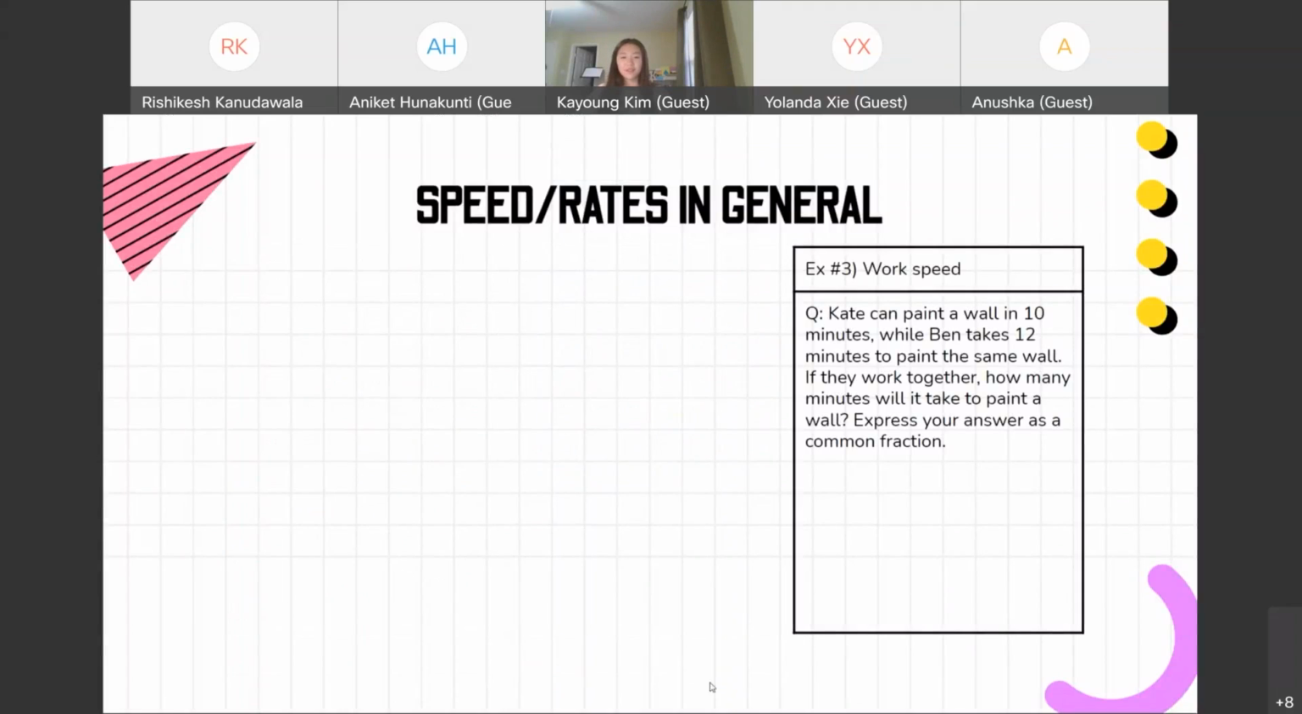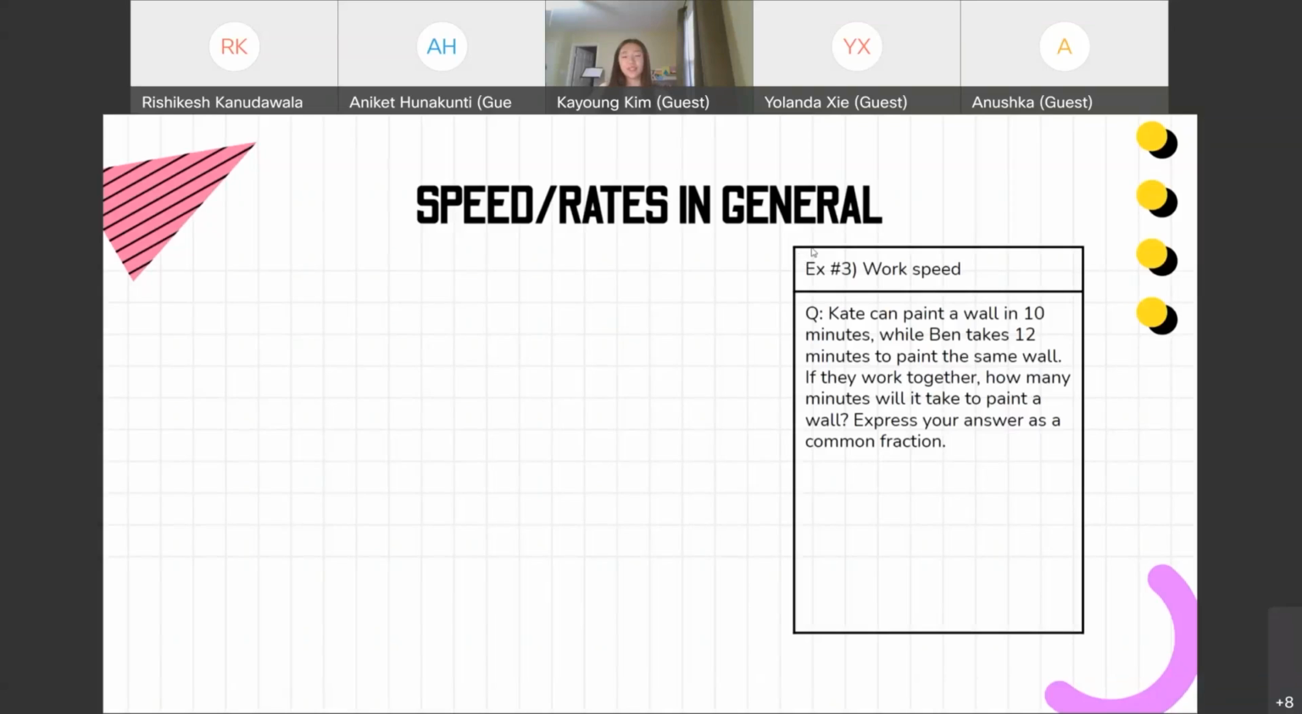So there's going to be a bunch of different problems like this, like moles digging in the ground, people painting stuff, people making things. But now we're going to do one about painting. All of these are related to how fast people work.